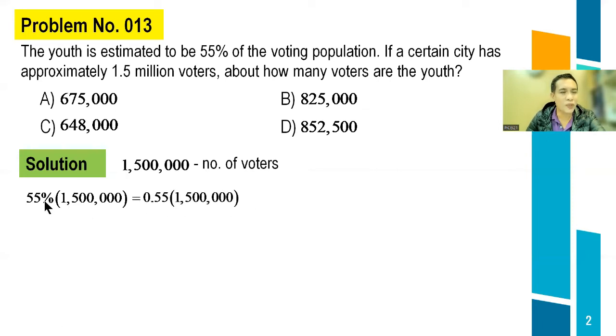We convert 55% to decimal, that's 0.55 times 1,500,000. This is equal to 825,000. So out of 1.5 million voters, 55% of that, or around 825,000, are youth. So the correct answer is letter B.